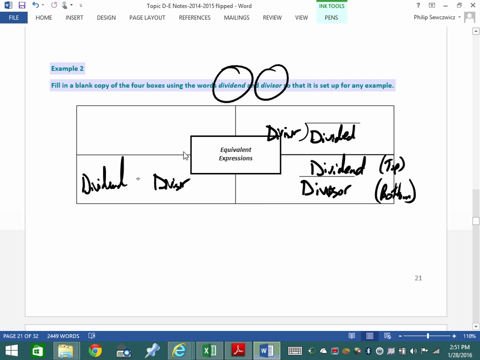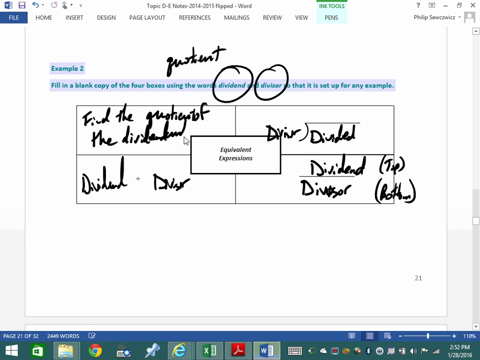And if we're using words, we're going to get a little fancy here. One of your words for division is quotient. Quotient means to divide, so that's one that we want to be familiar with. So we can say find the quotient of the dividend and divisor. Sorry, I'm trying to get blended in there. Quotient just means that we're going to divide this one by this one.